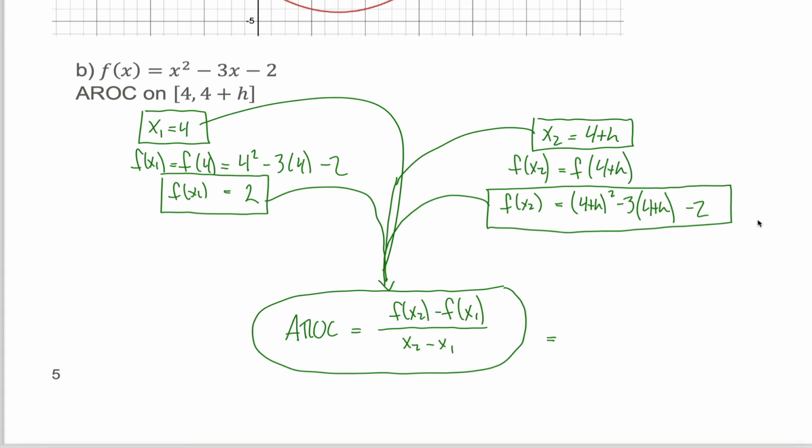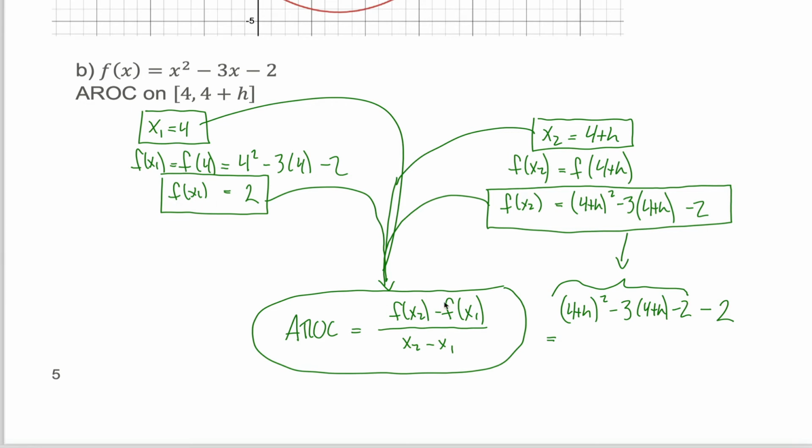f of x2 is this mess. It's (4 plus h) squared minus 3 times (4 plus h) minus 2. That's just f of x2. From that, I want to subtract f of x1. f of x1 is 2. So I have to subtract 2 here. Don't get confused with these two different 2's. This first 2 is part of f of x2. This second 2 is f of x1.